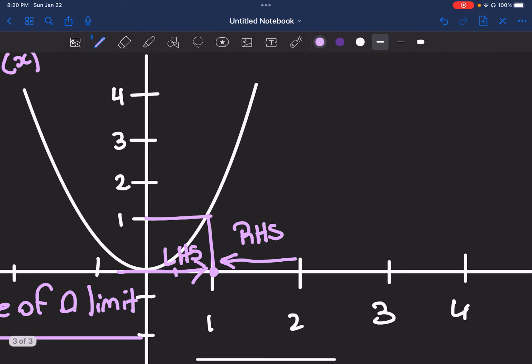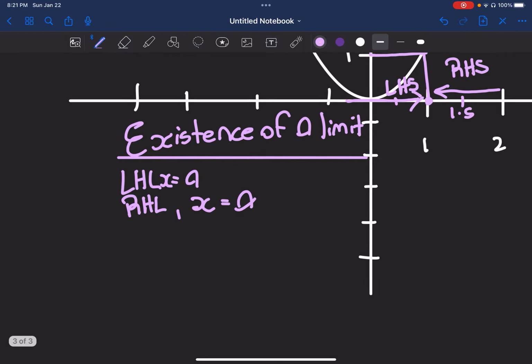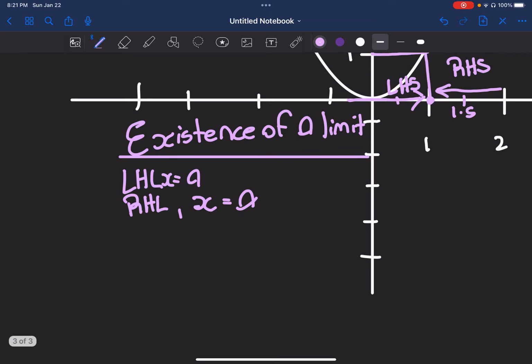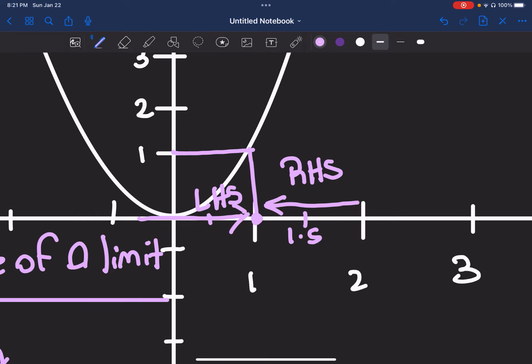Because you see, when you come from the right-hand side, you have 1.5 coming down, and it does exist, because it comes all the way down as close as it can to 1. So both have a limit, but the thing that actually allows this limit to exist is that the left-hand limit and the right-hand limit at x equals a are equal. The left-hand limit is 1 and the right-hand limit is 1.